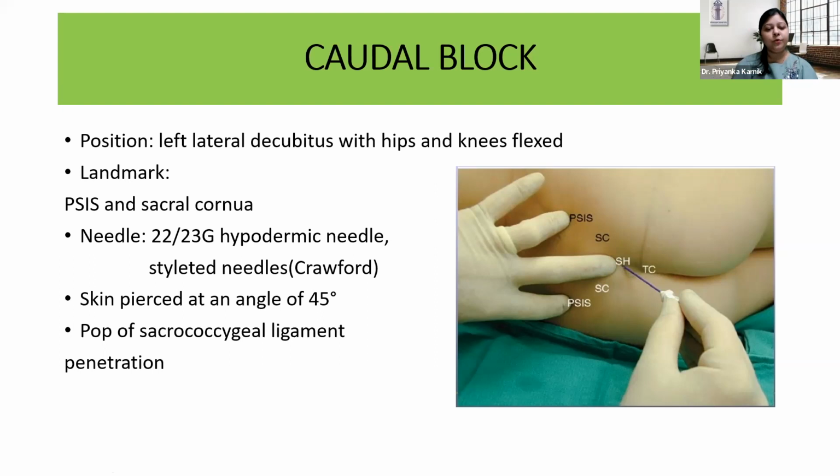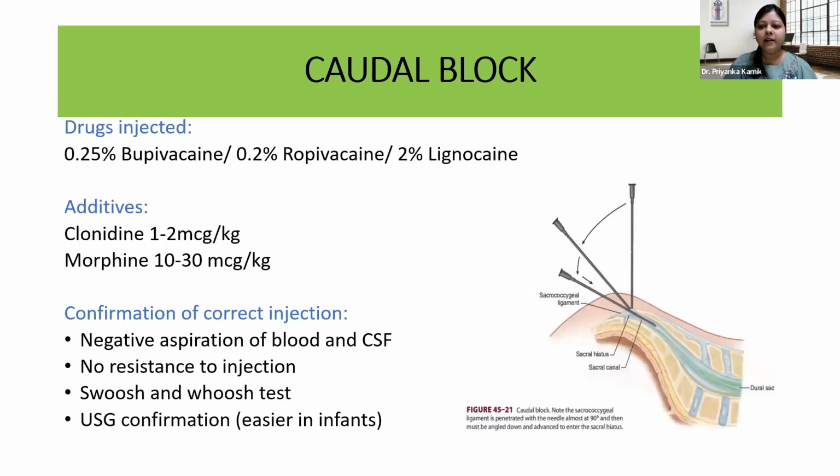The needles which we use are either the 22 or 23 gauge hypodermic needle or the stellated needles, which are the Crawford needles. If they are available, we can use those as well. The skin is pierced at an angle of 45 degrees till you get a pop of the sacrococcygeal ligament, and then the angle is lowered to enter the caudal space.